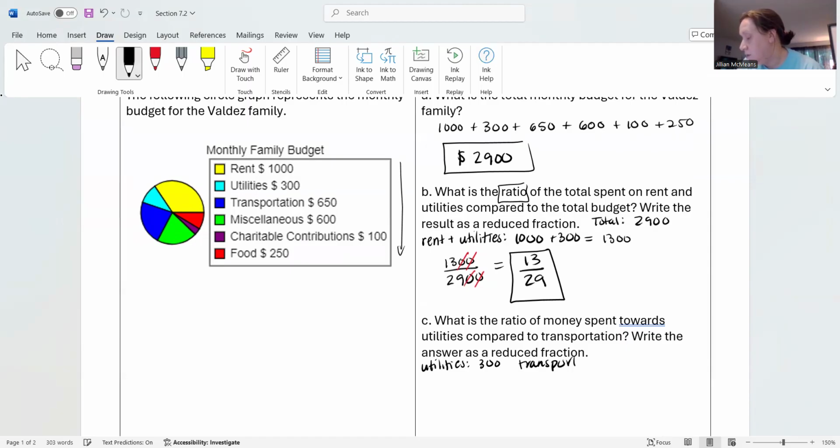Transportation is 650. Okay, so we want to write a ratio and we then want to reduce it.